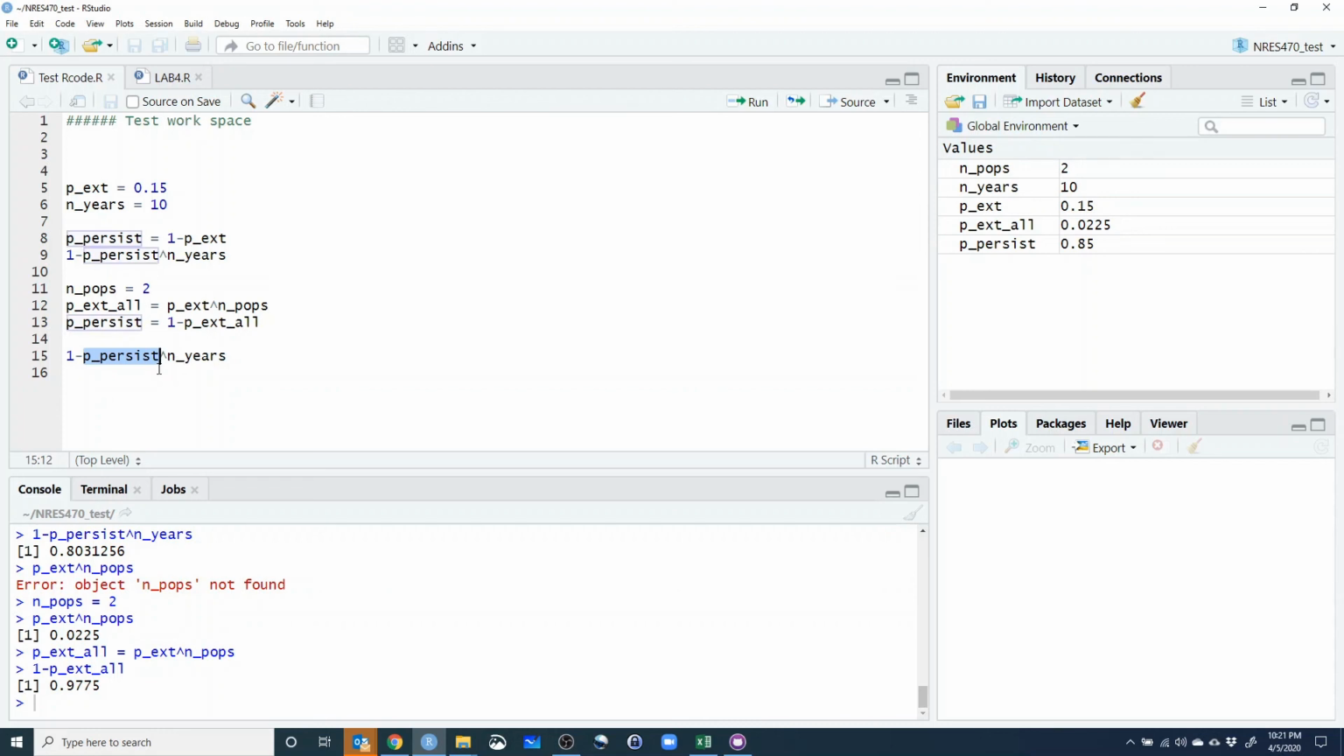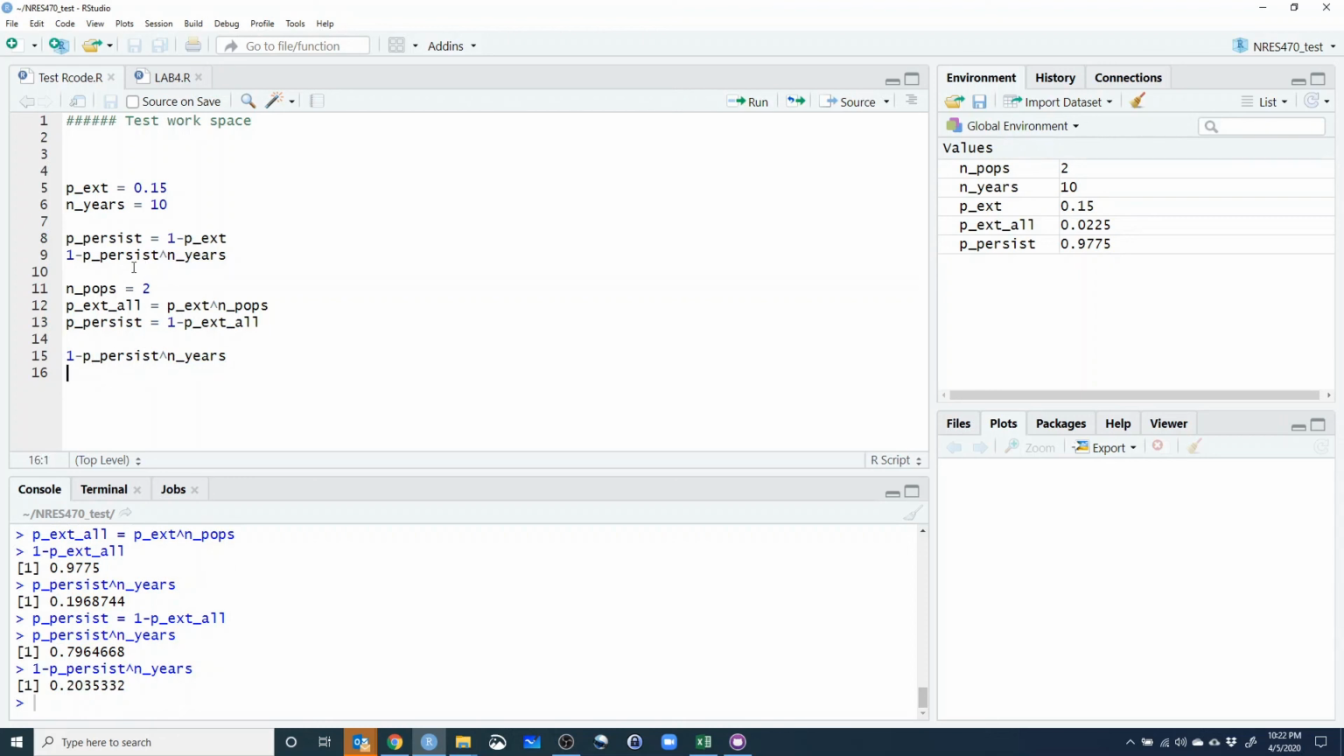And now if we take that probability of global persistence and say, okay, what's the probability of this whole metapopulation persisting for 10 years? We just take that to the 10th power. And that ends up being 0.79, or almost 0.8 probability of persistence over 10 years. That means the probability of extinction is 1 minus that, which is 0.2.